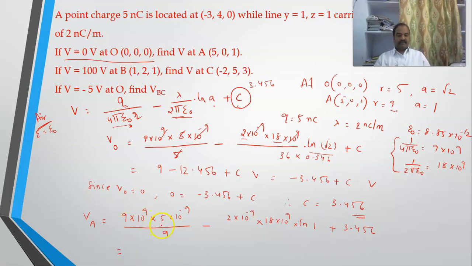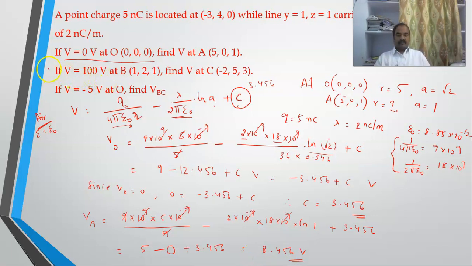If I substitute these things, 10 to the power of 9 and 10 to the power of minus 9 will go, and the 9s will go. Here also they will go, and we have 36 into ln 1. Ln of 1 is 0. So it is 0 plus 3.456, and that is the voltage at A. Similarly, you are supposed to determine the voltages at different points.